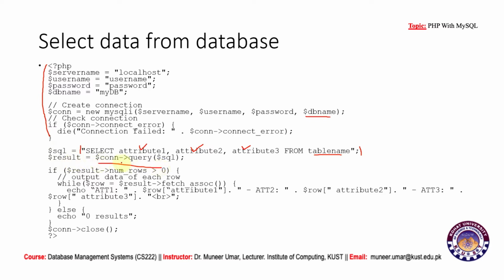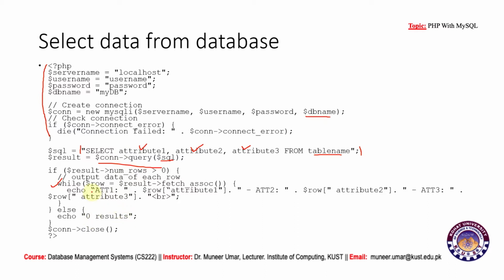Here we are using an object oriented connection, so for this purpose we must use this type, and if we are using procedural, then we must type mysql underscore query, and this SQL will be executed with this query, and the result rows will be given to this result array. After that we must check whether there is something in the result. So if there are more than 0 rows, meaning there are some records, then this while loop will be executed, and if this query returns nothing, then the rows would be 0 and we will get 0 results.